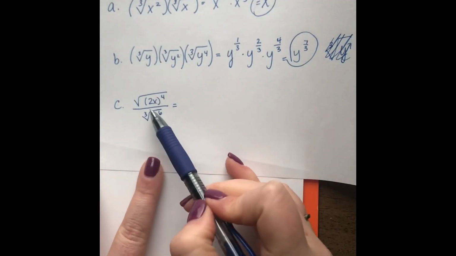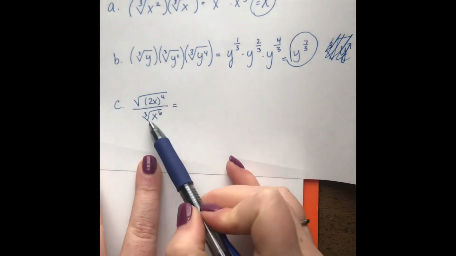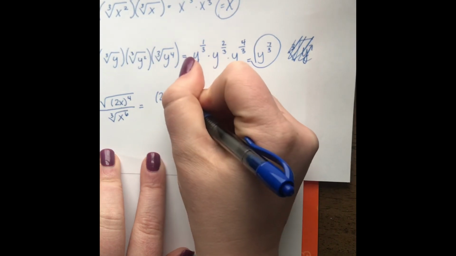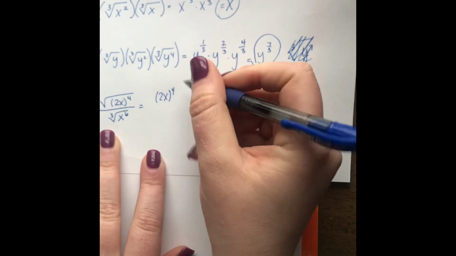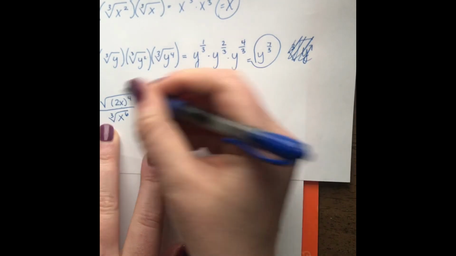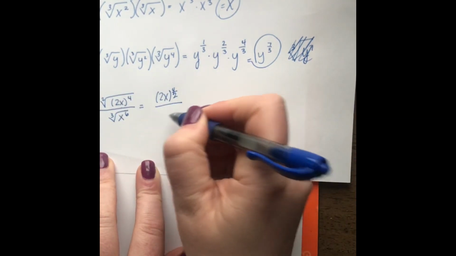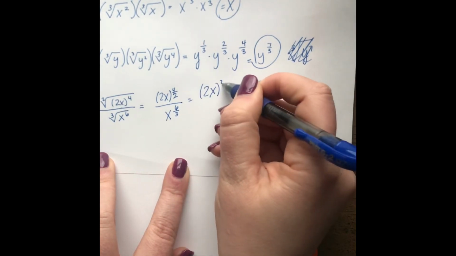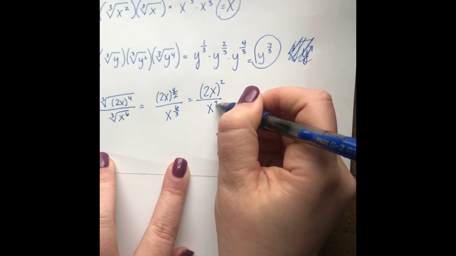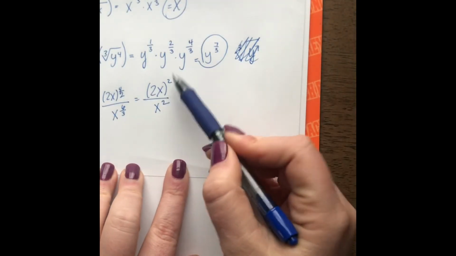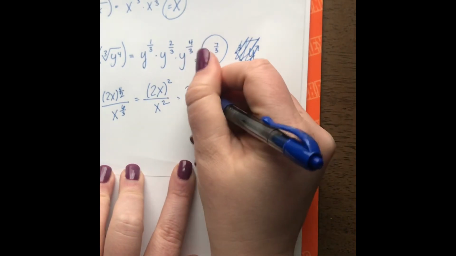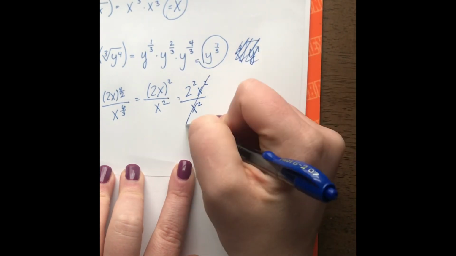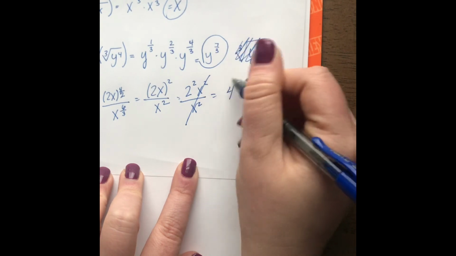Part C, we're taking the square root of 2x to the power of 4 divided by the cubed root of x to the 6. So I'm first going to rewrite 2x to the power of 4 to the power of 1/2, because this is the same thing as raising it to the 1/2, over x to the 6 over 3. Simplifying it, I'm going to have 2x to the power of 2 over x to the power of 2. Remember, when I raise things in parentheses, it has to go to both of them. So we're going to have 2 to the power of 2, x to the power of 2, over x to the power of 2. Those x's will cancel, and we're left with 2 squared, which is just 4.